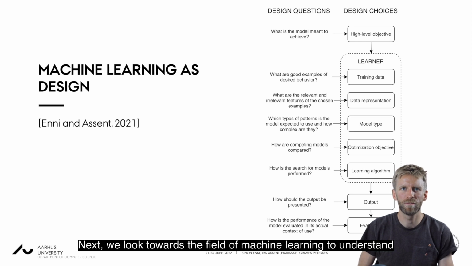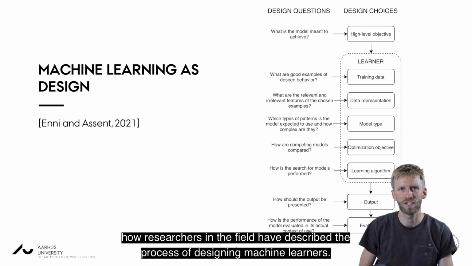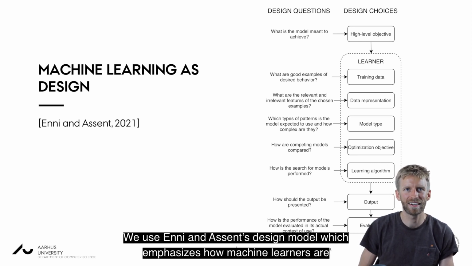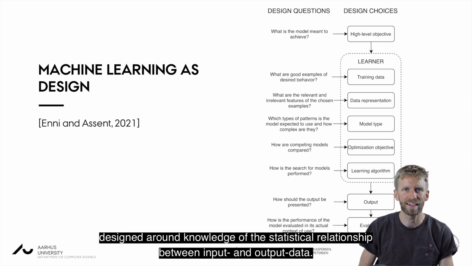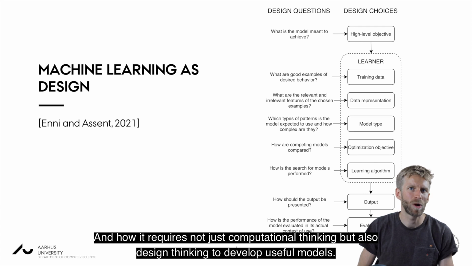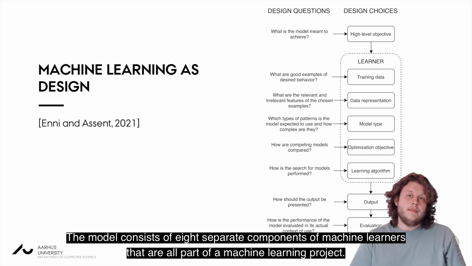Next, we look towards the field of machine learning to understand how researchers in the field have described the process of designing machine learners. We use Enni and Assent's design model, which emphasizes how machine learners are designed around knowledge of the statistical relationship between input and output data, and how it requires not just computational thinking, but also design thinking to develop useful models. The model consists of 8 separate components of the machine learner, which are all part of the machine learning project.